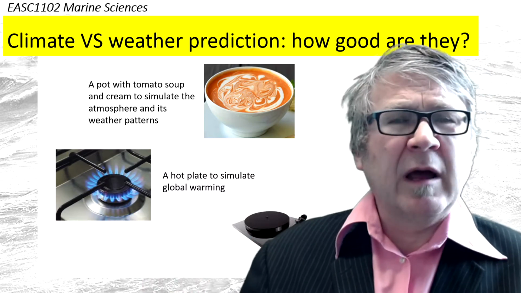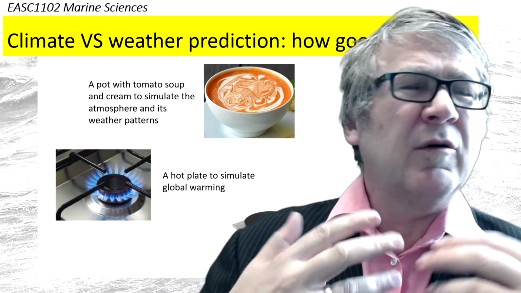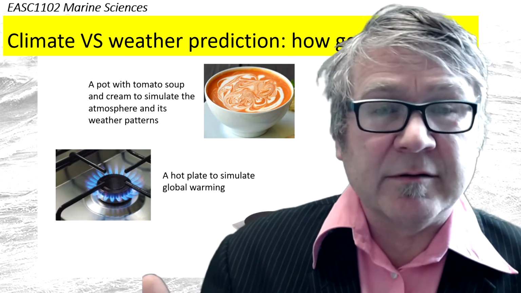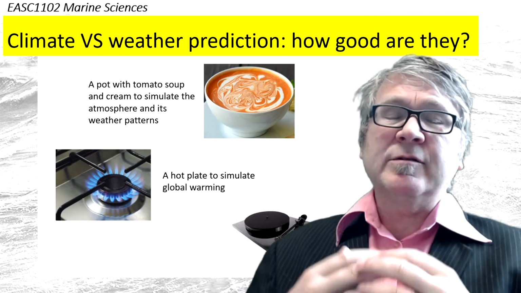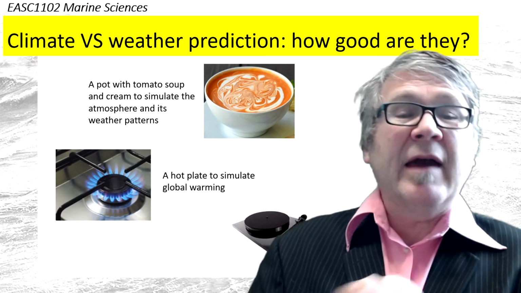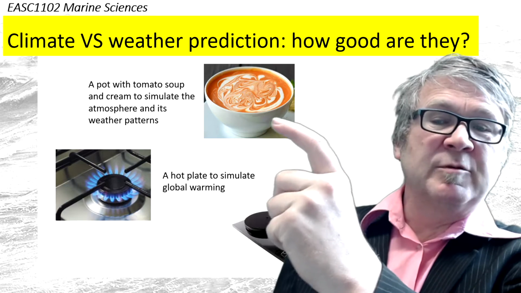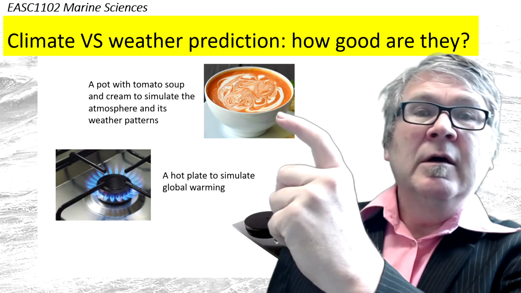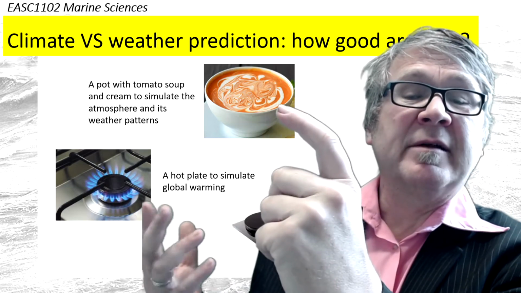But climate prediction: if you can't even predict the weather, how can you predict the climate? Climate is on much longer time scales. So in order to investigate this question, you actually need a pot of tomato soup. That's what you need. And you need that to simulate the atmosphere and its weather patterns.